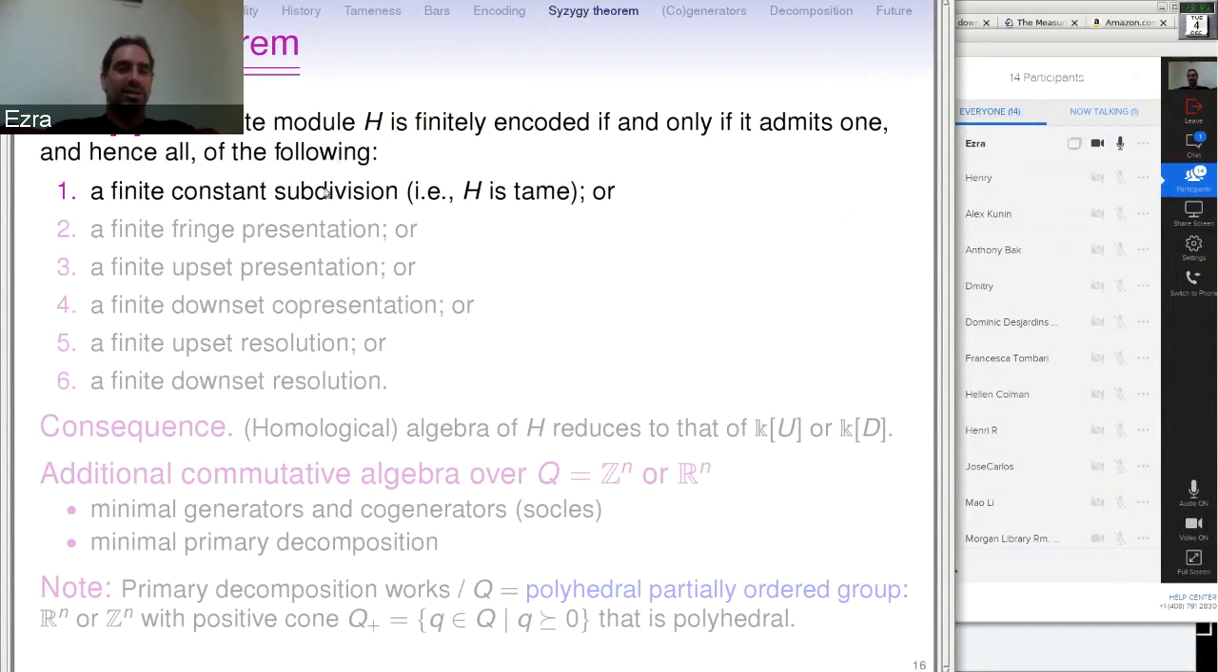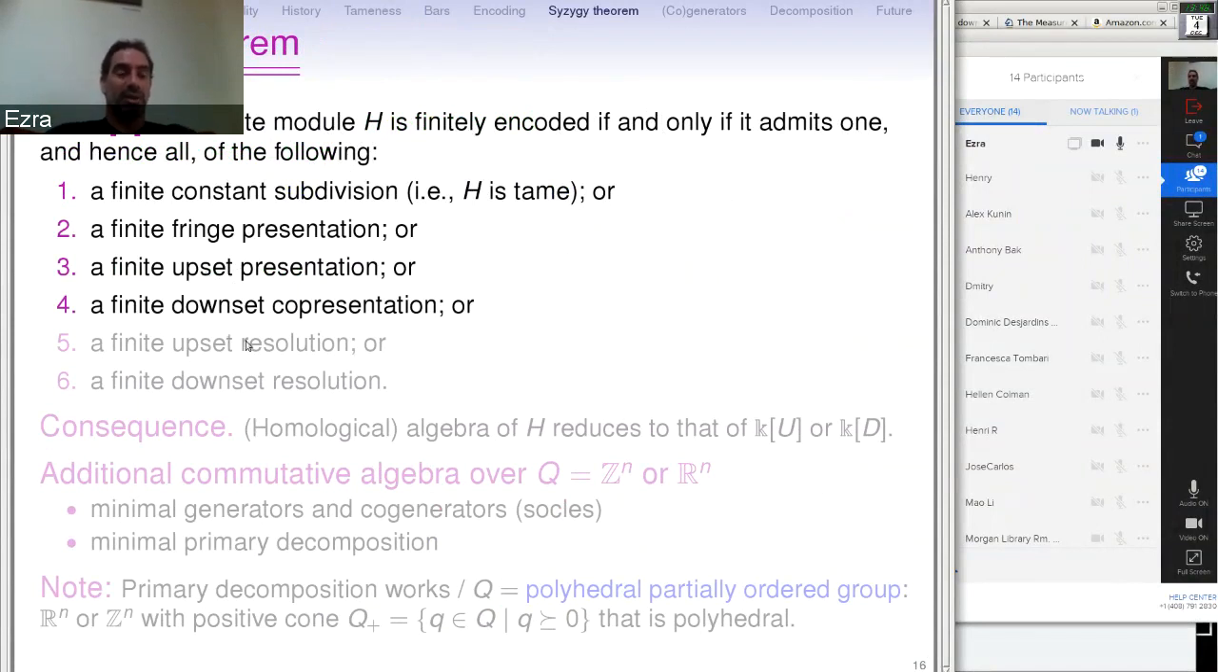A finite constant subdivision that says that H is tame. So finitely encoded is the same as tame. So that's the same thing as having a finite fringe or finite upset presentation. That's by definition. Of course, the fact that these two things are equivalent is part of the theorem. Having finite fringe and finite upset presentation, it's a theorem that those things are equivalent. It's the same thing as having a finite downset co-presentation. That's the same as an upset presentation, but with the arrows reversed.